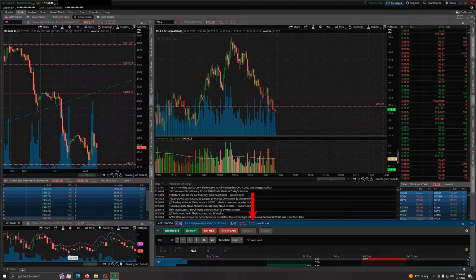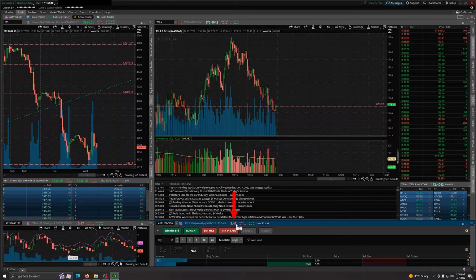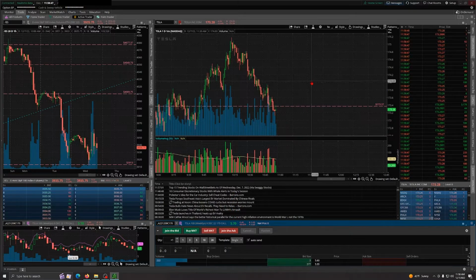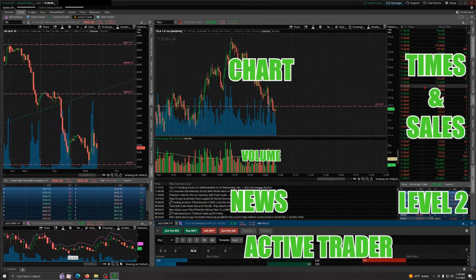Moving on. Over here you have the bid, the ask, your net position, and the price of the contract. Now, since there are 100 stocks within a contract, you're going to have to multiply this price by 100. So this isn't $5.47 to buy this. If you purchase it, it's $547. And we should understand how the chart, times and sales, news, level 2, and active trader work.